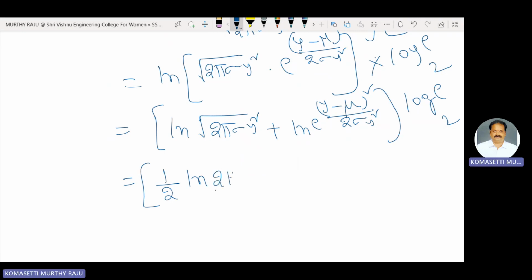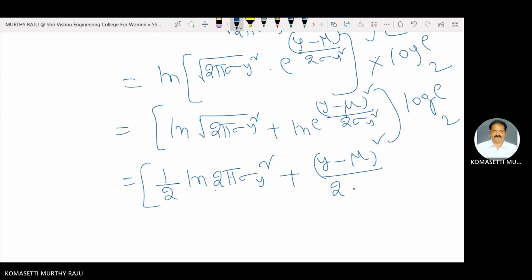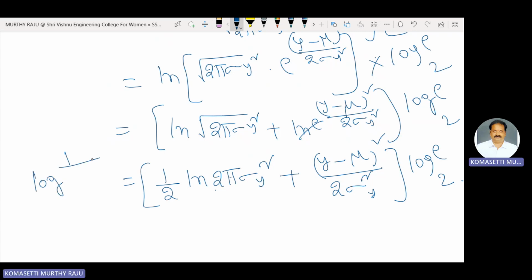Here 2 pi sigma y square plus (y minus mu) whole square by 2 sigma y square. These two are cancelled. Log e to the base 2. This is the value of log 1 by f of y suffix capital Y to the base 2.